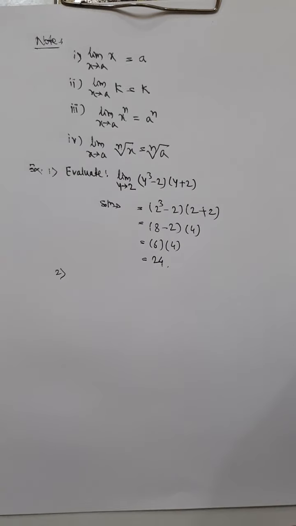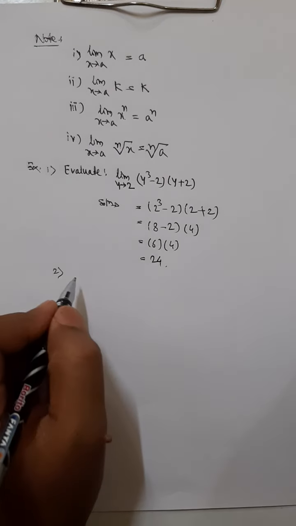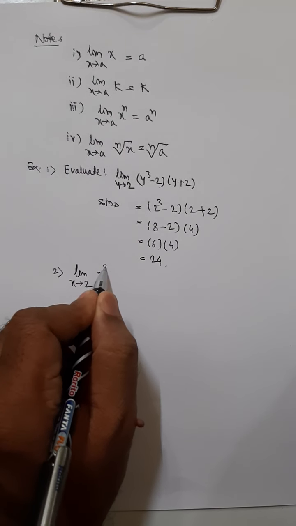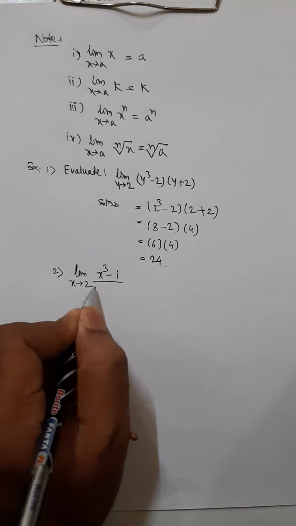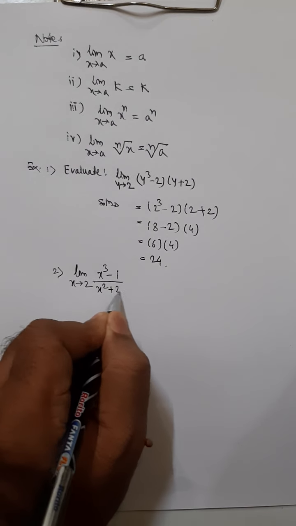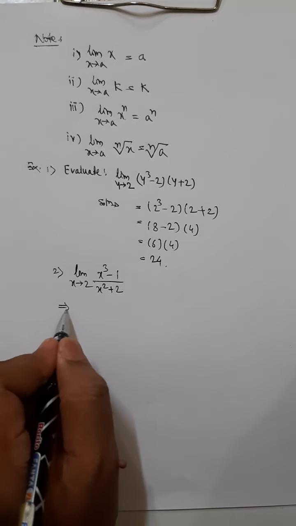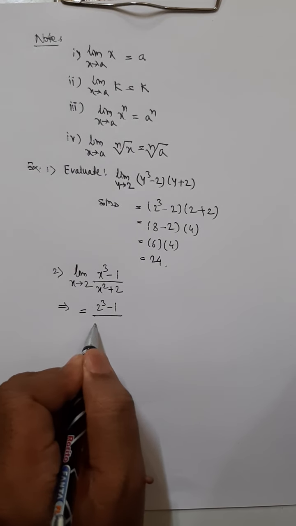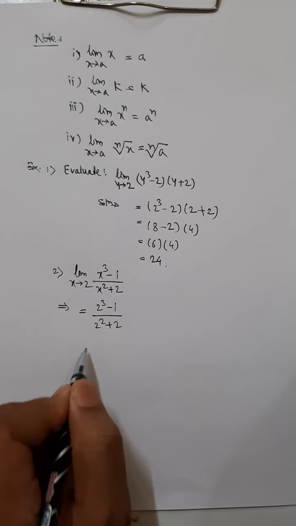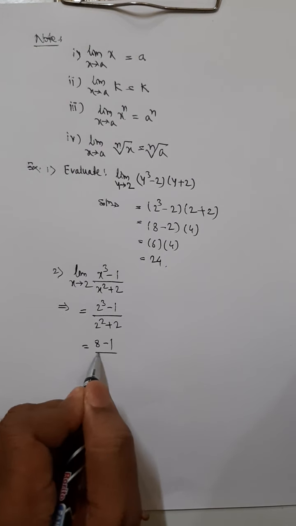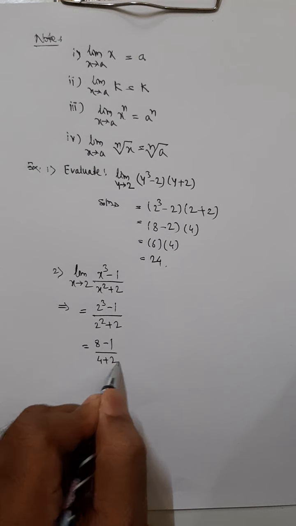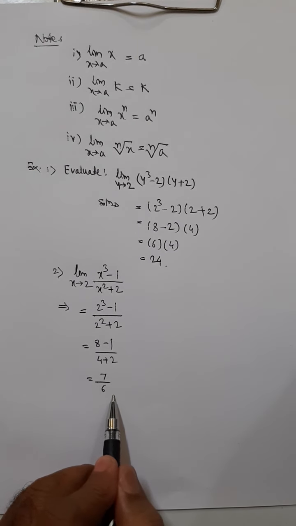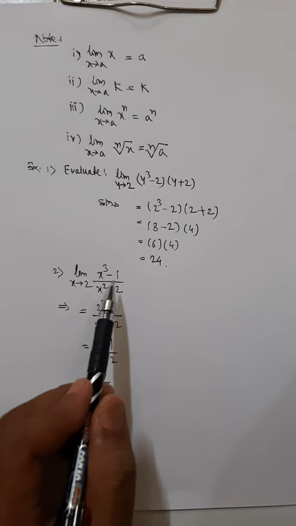Continue with one more. Limit x tends to 2 of x cube minus 1 divided by x square plus 2. So the solution: simply put x equal to 2 here, 2 cube minus 1 divided by 2 square plus 2. So we get 8 minus 1 divided by 2 square 4 plus 2. 8 minus 1 is 7, divided by 6. So note that 7 by 6 is the solution or limit of this ratio.